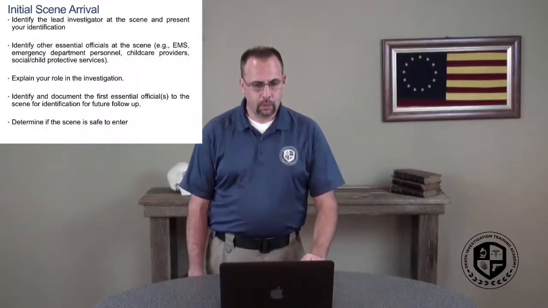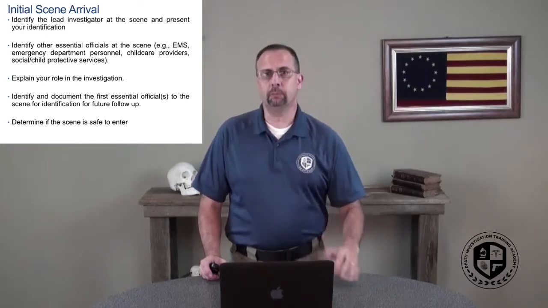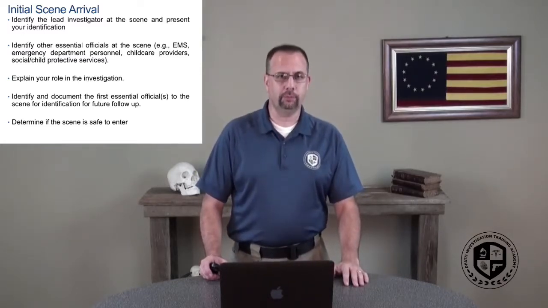Okay, so now we come to part 2 of this course, and we're going to talk about scene arrival, the initial scene arrival, and what you need to do, whether you're a medical legal death investigator, coroner, or even the police officer or detective on the scene. There are some things you need to do initially when you arrive on the scene of an infant and child death. So first you need to identify who the lead investigator on scene is, who is present, and introduce yourself to them and present your identification to them.